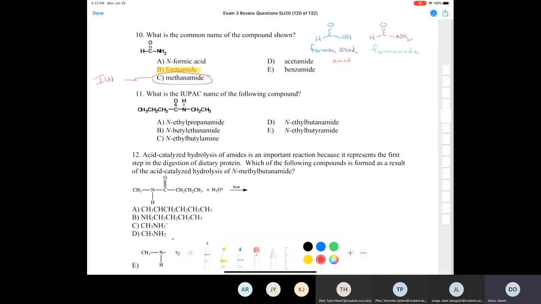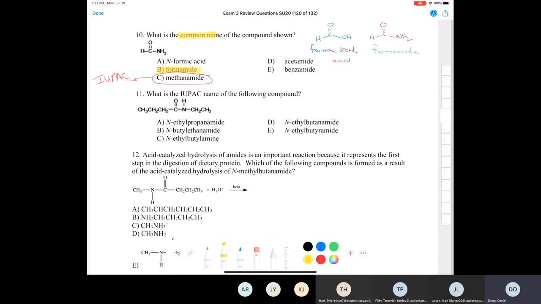This is the IUPAC name. That's the IUPAC name, and they're asking us specifically for the common name. So you need to know formamide, acetamide, propionamide, butyramide, and valeramide, the common names for the first five primary amides.